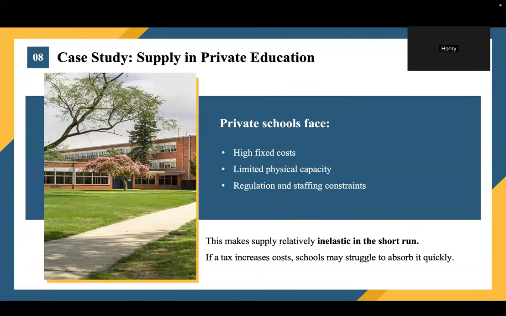Now let's apply this to a real-world example, private schools. Private schools face several constraints: high fixed costs, limited physical capacity, regulation, and staffing constraints. Because of these factors, supply is relatively inelastic in the short run. If a tax increases costs, schools cannot quickly expand or adjust. They may struggle to absorb the cost. This means price changes may be passed on to consumers. For example, higher school fees.